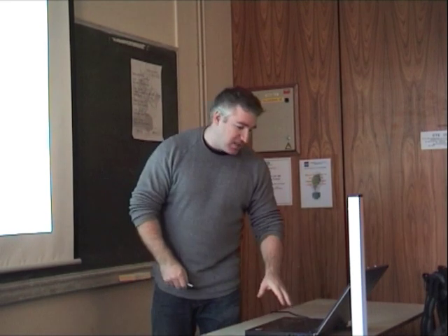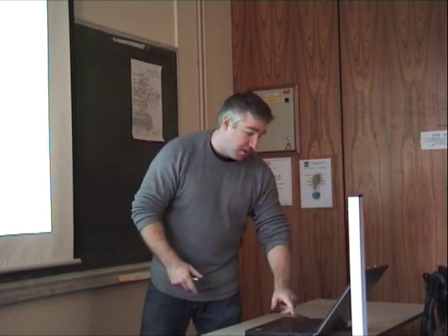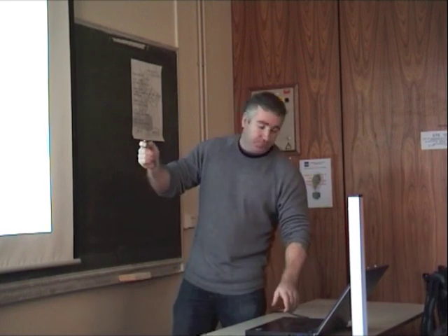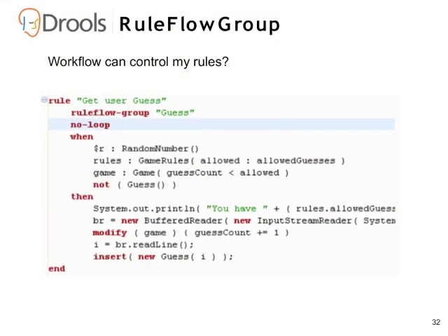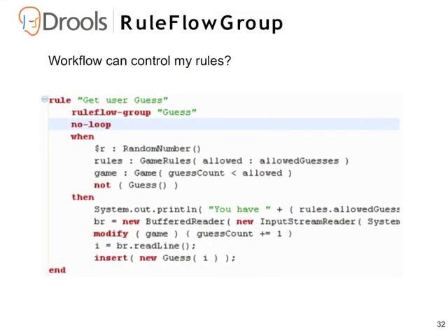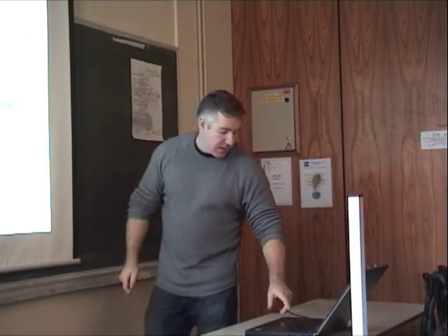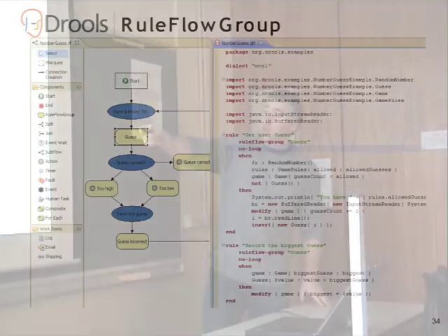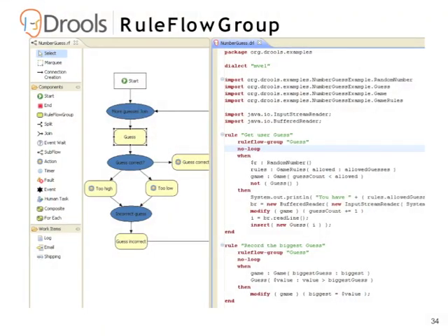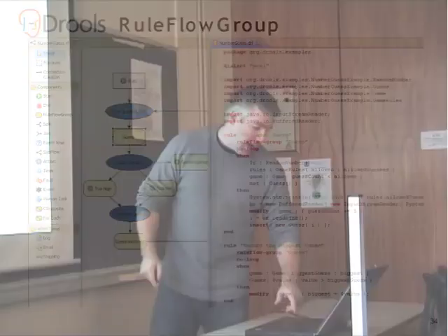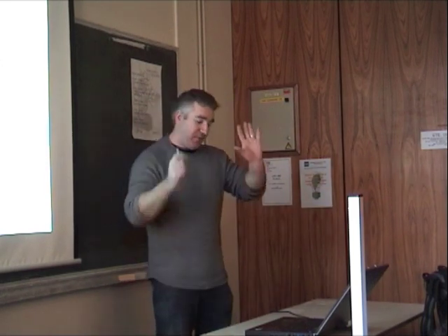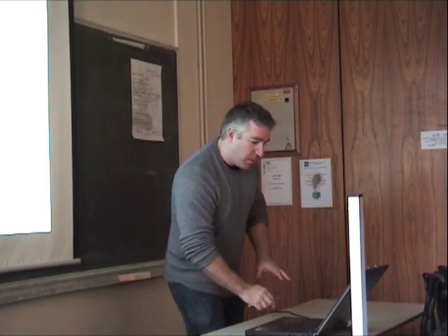We have many more ways in which the rules and the processes interact, just too much to do today. So just highlighting there's a rule flow group. Here's a number guess example that combines processes with rules. And then you can see side by side processes and rules there, because we actually allow the rules to control the processes as well. And we have all sorts of stuff, I won't even get to that, I haven't got time.